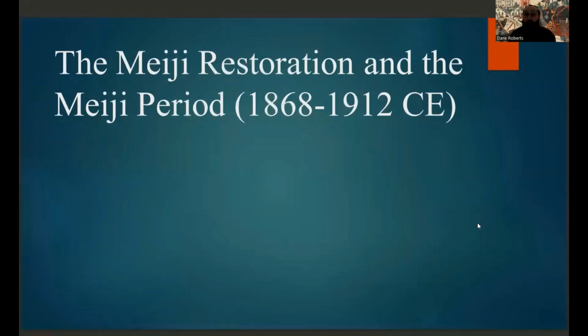And all of this together, the defeat and overthrow of the Tokugawa shogunate and the enthronement of Emperor Meiji as the supreme ruler of Japan, ushered Japan into an age known as the Meiji period, which also is very well known for what is known as the Meiji Restoration.